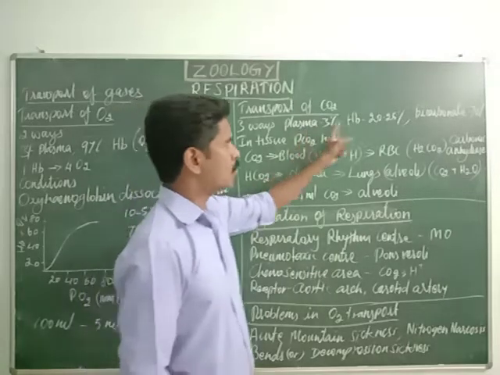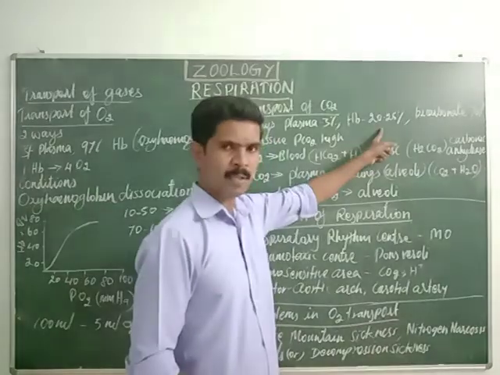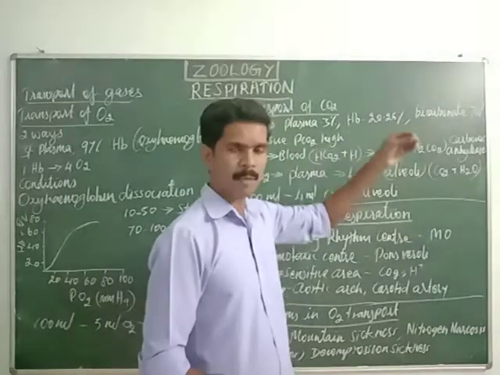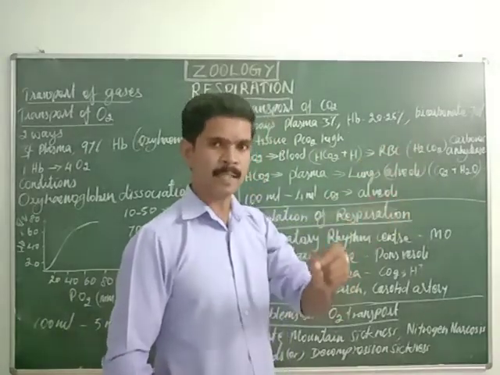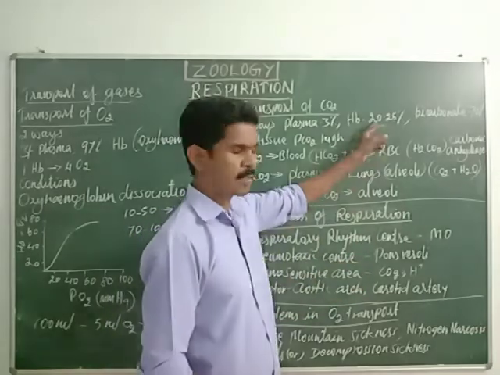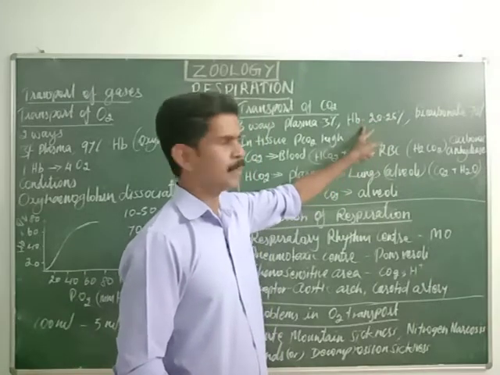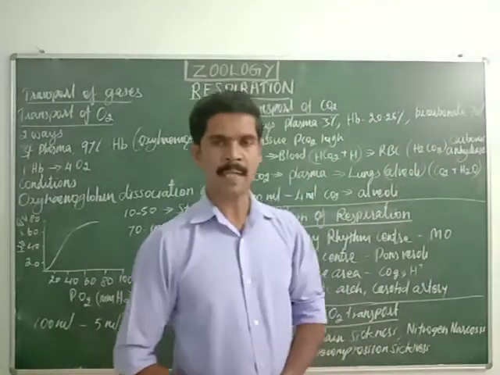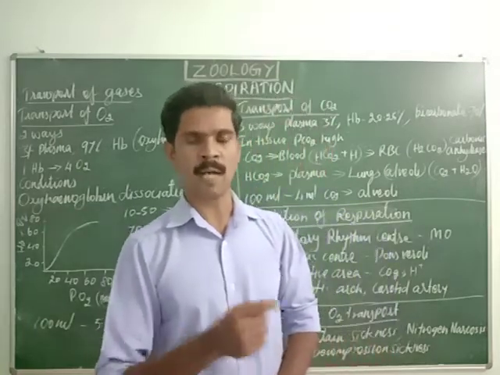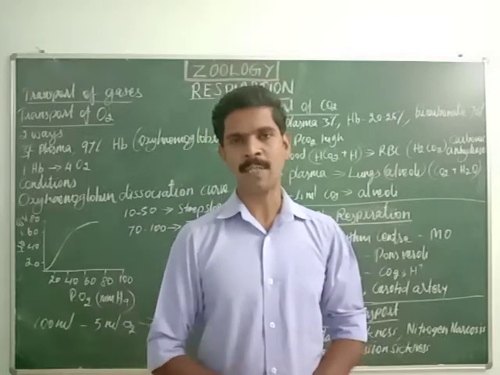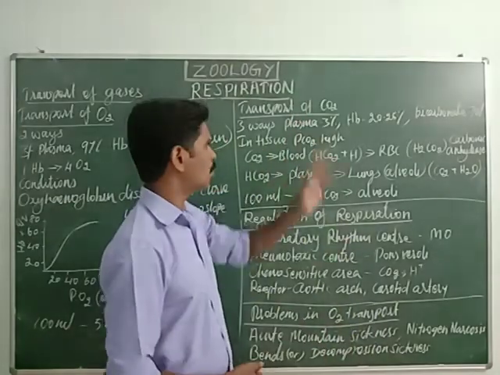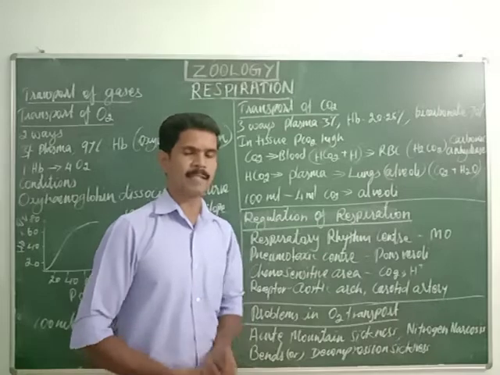Then 20 to 25% of the carbon dioxide released from the tissue binds with the hemoglobin molecule, and the hemoglobin will transport it to the alveoli. Then the next 70% of the carbon dioxide molecules are transported from the tissue to the alveoli in the form of bicarbonate ions. So this is very important, one-more question. Listen to the next point very carefully.